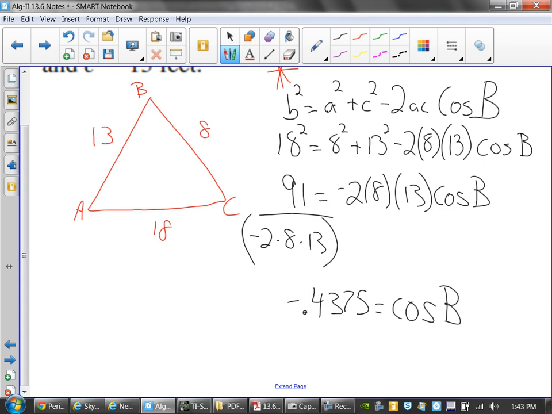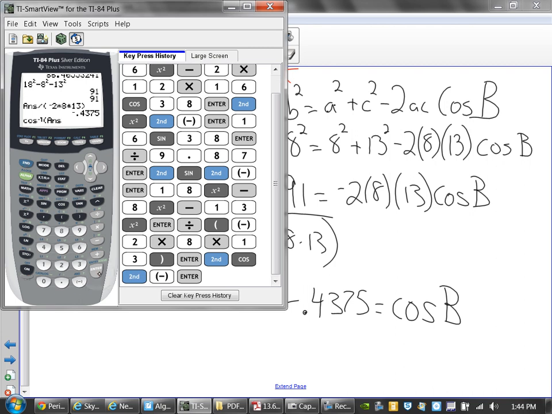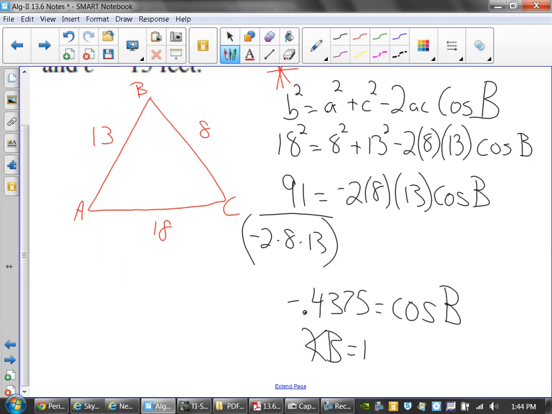And now, what buttons do you have to press to solve for the angle? Second cosine of that answer, hit enter. I get 115.94. Angle B. And then it's just all signs. Then it's just law of sines from there.